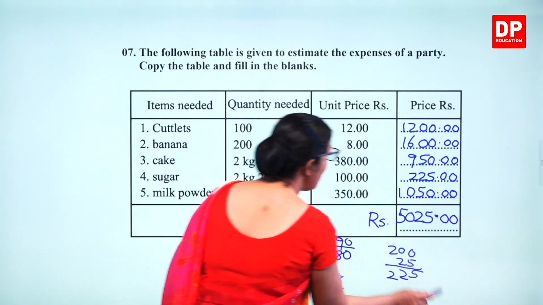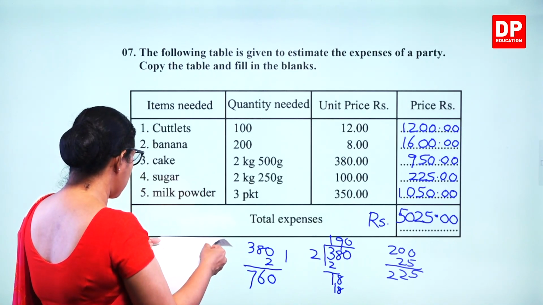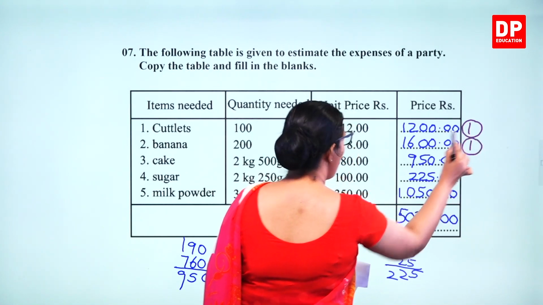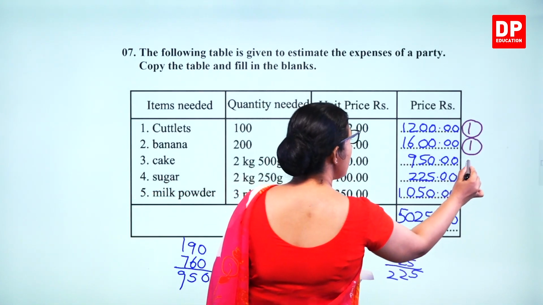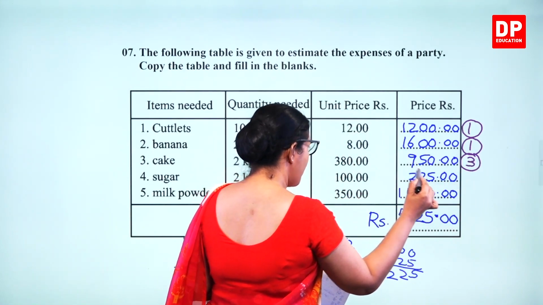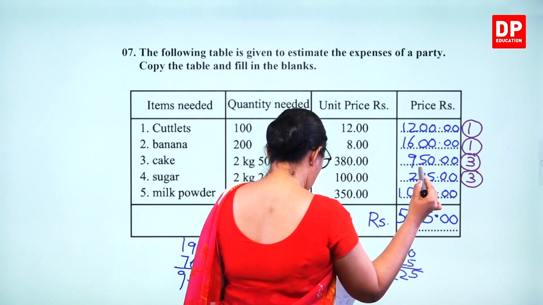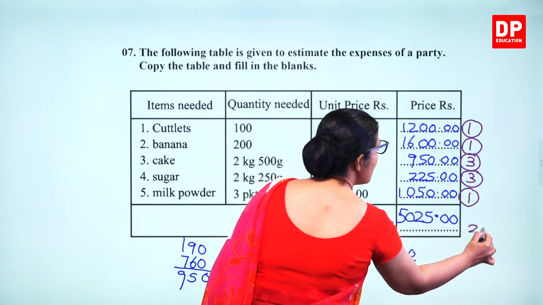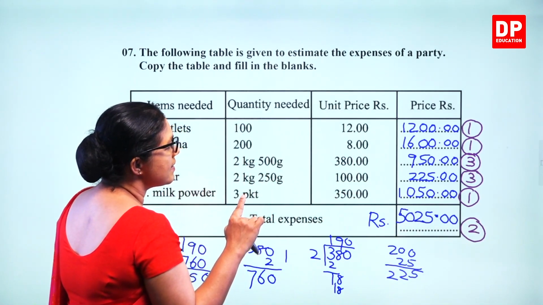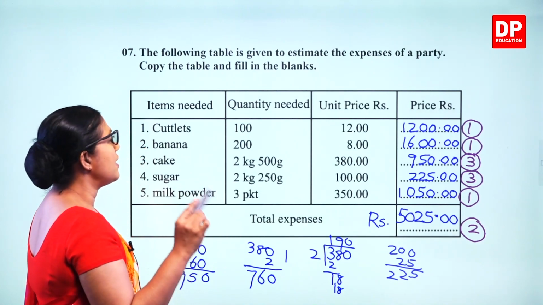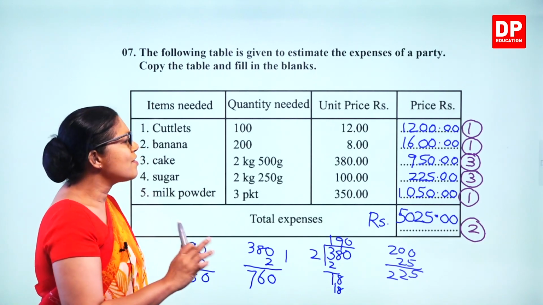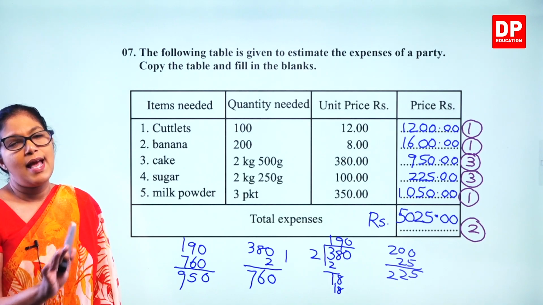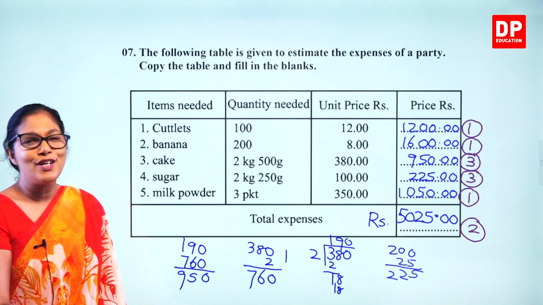So you are getting full marks for that. Question number 7: 1 mark for 1,200. 1,600, 1 mark. 950, 3 marks. 225 also 3 marks. 1,050, 1 mark, and the total 5,025, 2 marks. So altogether 6, 7, 8, 9, 10, 11 marks for that. So this is the last question in your paper. Make sure that you do the paper first and then watch my video to check your answers.